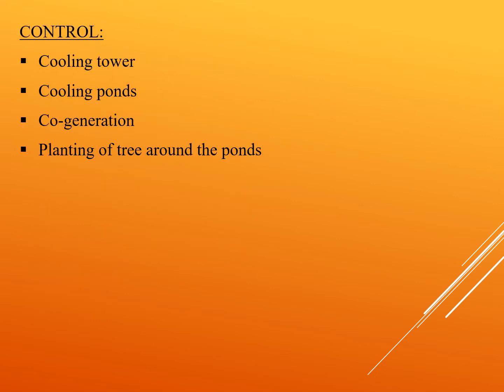The next slide is control measures. The first control measure is the cooling tower. Second is the cooling pond. Third is cogeneration. And the last is planting of trees around the ponds. So these are the control measures, and this is how we can reduce thermal pollution.